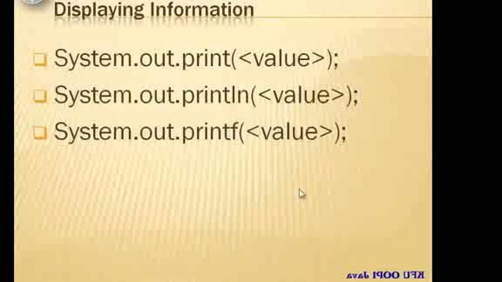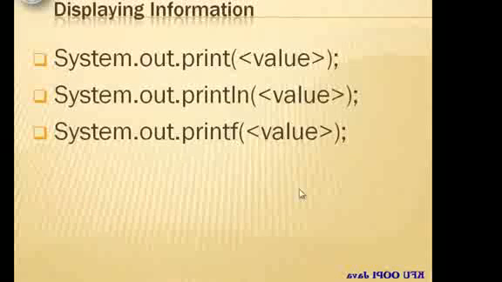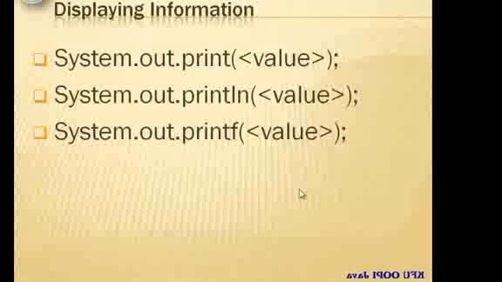There are different ways of displaying information. Three of them are this: System.out.print, System.out.println, and System.out.printf. All values must be enclosed by parentheses, and all statements must be terminated by a semicolon. One thing you should remember is that Java is case sensitive.